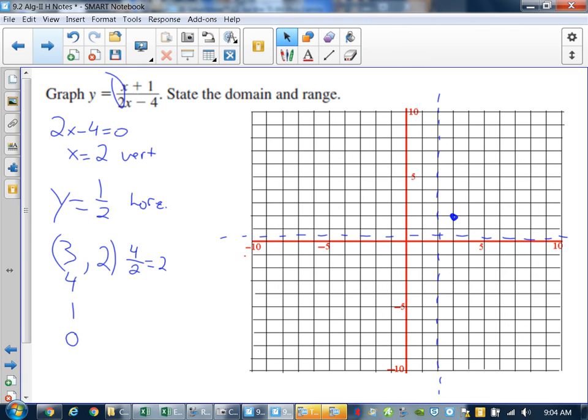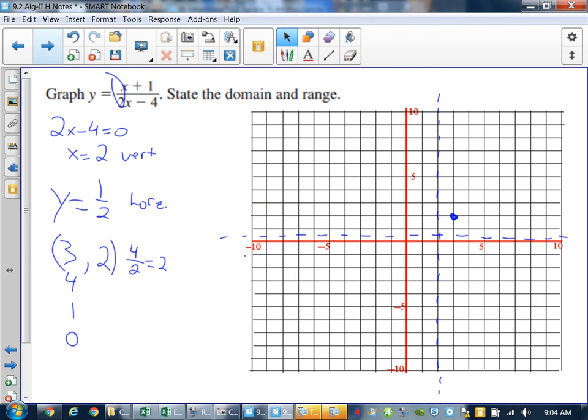Where'd you get 3? I'm picking numbers on either side of the asymptote, because usually the first two numbers on either side, more often than not, are going to be the easiest numbers to work with for substituting in, for doing a plug and chug. Those are usually the quickest ones to work with.